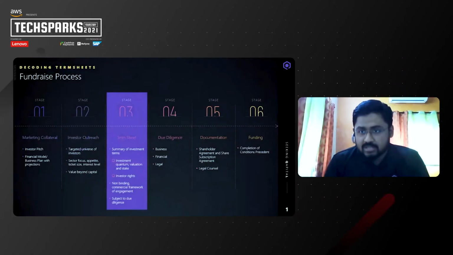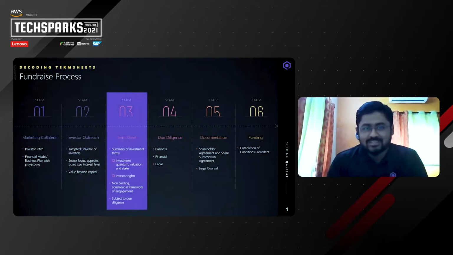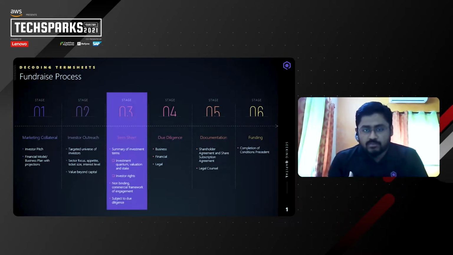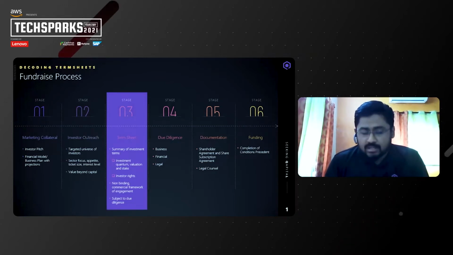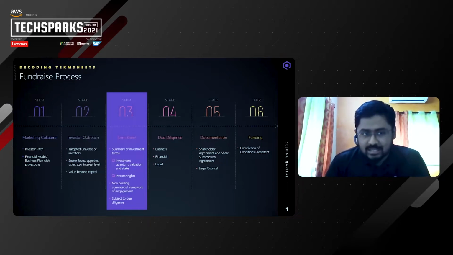So the word term sheets always evokes happy thoughts within most founders. One gets to think of a large funding round from a very reputed investor, the ability to scale up the business and not see capital as a constraint. But what's critical is to look at term sheets in context of the entire fundraise process itself.